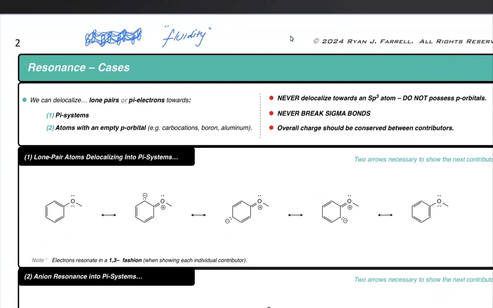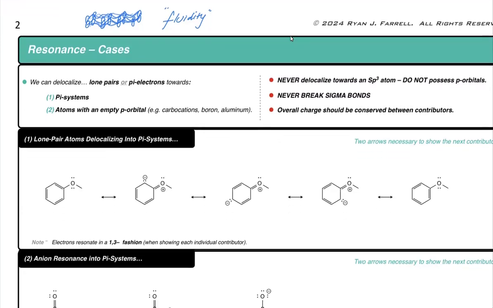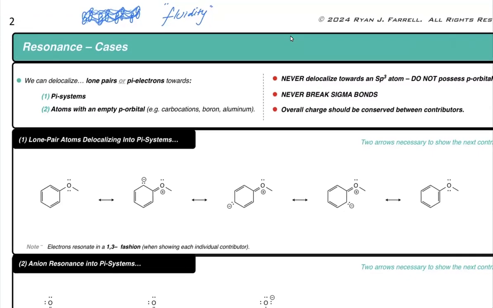Okay, so we use resonance structures to depict where the pi-electrons go and where charges may be created as a result of that resonance. So here's kind of the crux of it. We can delocalize lone pairs that are existing in p orbitals or pi-electrons towards pi systems that could be double bonds or triple bonds, or towards atoms with empty p orbitals like boron, aluminum, or carbocations. When making 3 bonds, boron, aluminum, and carbocations all have an empty p orbital.